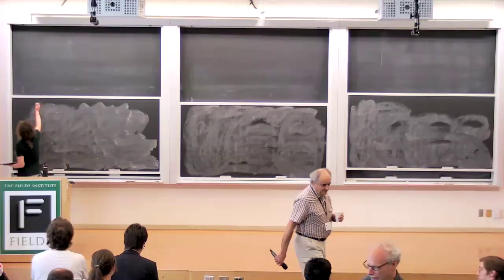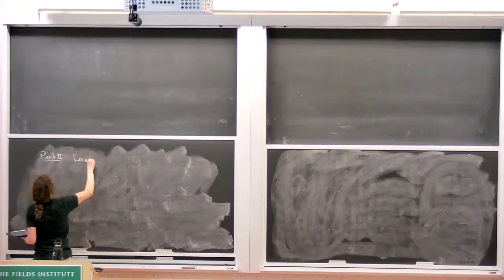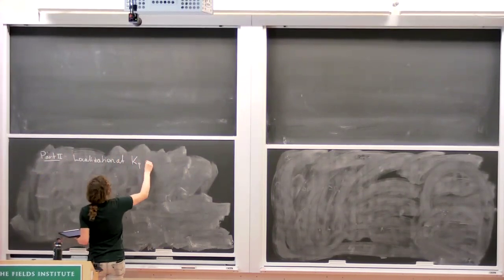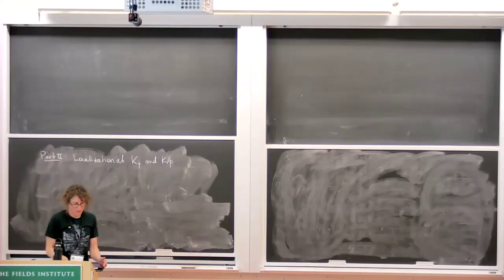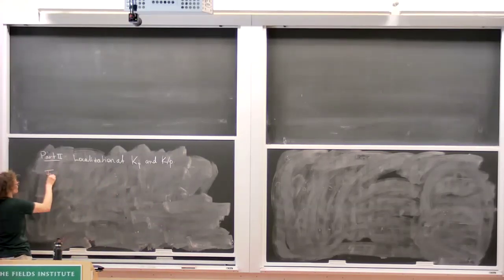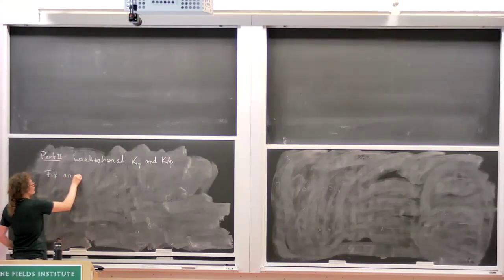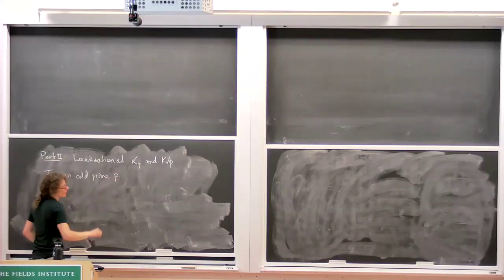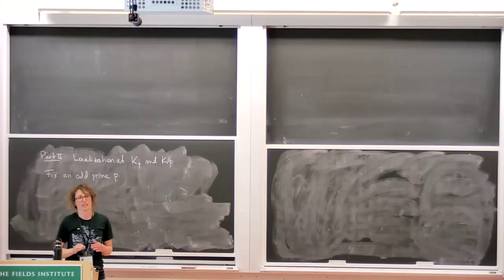So now, part 2 of my talks, I want to talk about localization at K-theory. Okay, so now we're going to fix a prime P, and for this talk, I'm going to take P to be odd. Okay, so the reason I'm taking P to be odd is for the presentation.